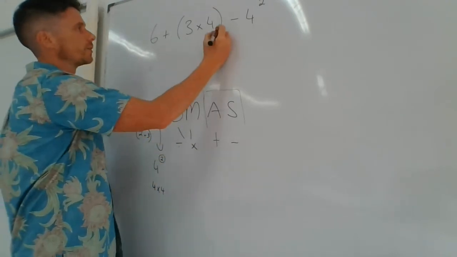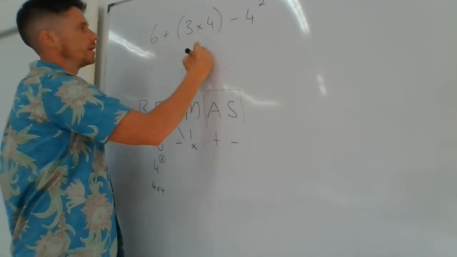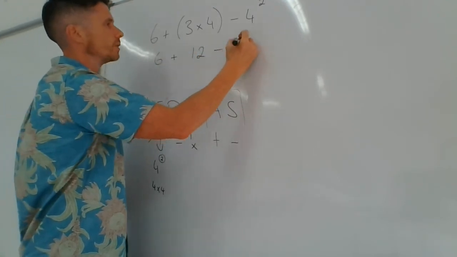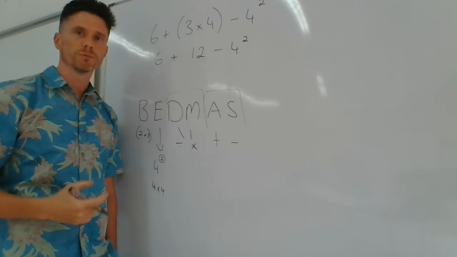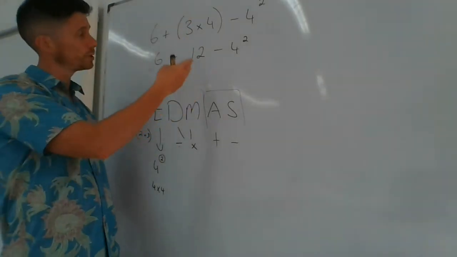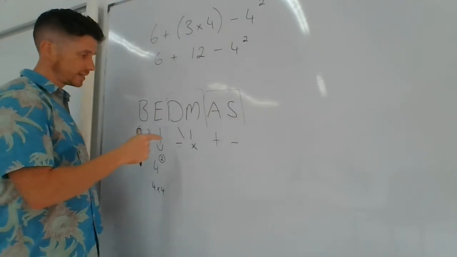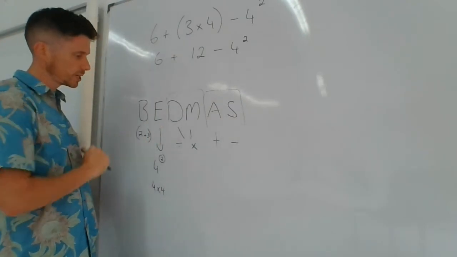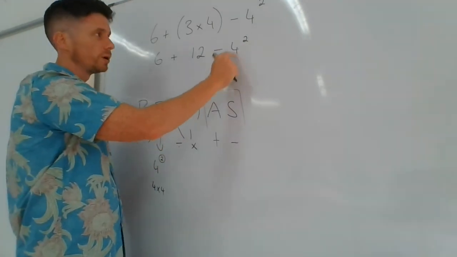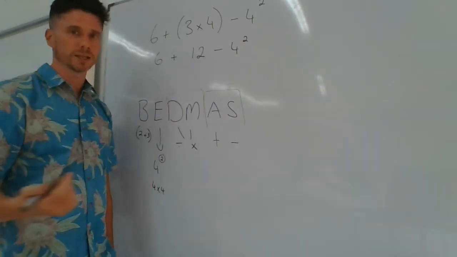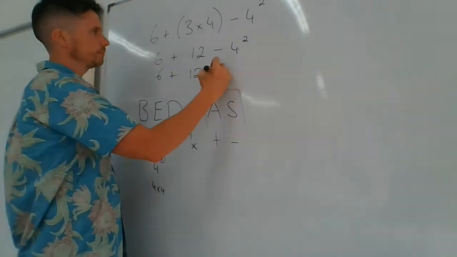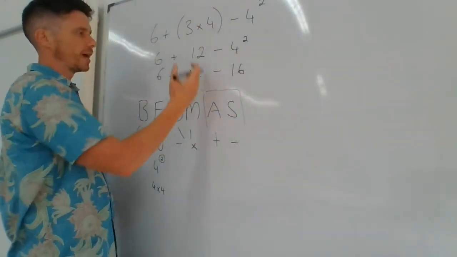Okay, so I do brackets first. So that's 12. So 6 plus 12 minus 4 squared. So I've rewritten a bit simplified. Now you could have simplified 2 steps at once here if you wanted to. The second step that I will do is there any exponents? Yes, there is. 4 squared. 4 to the power of 2. That's 4 by itself. And that's 16. I see the way I've written that underneath.